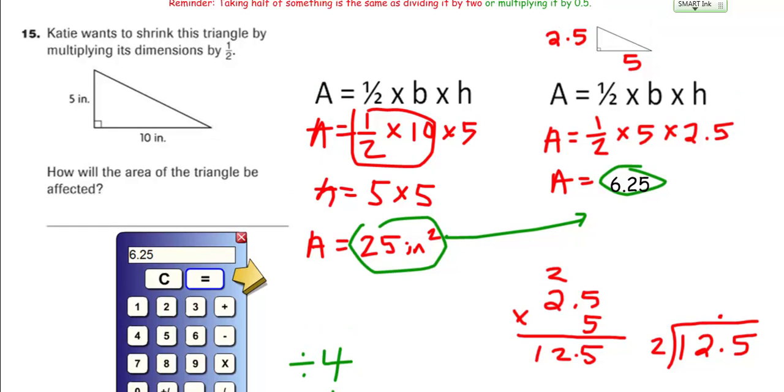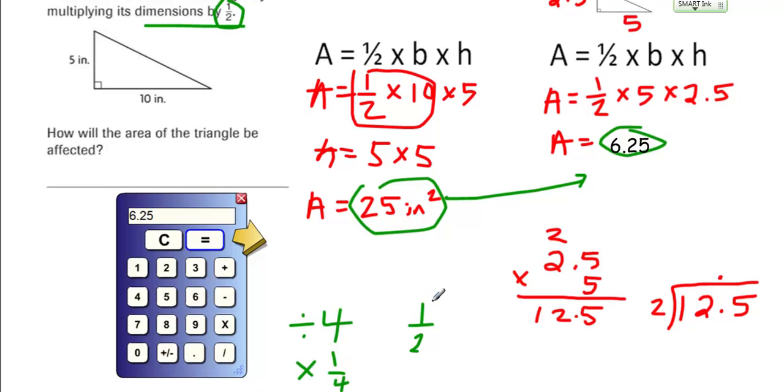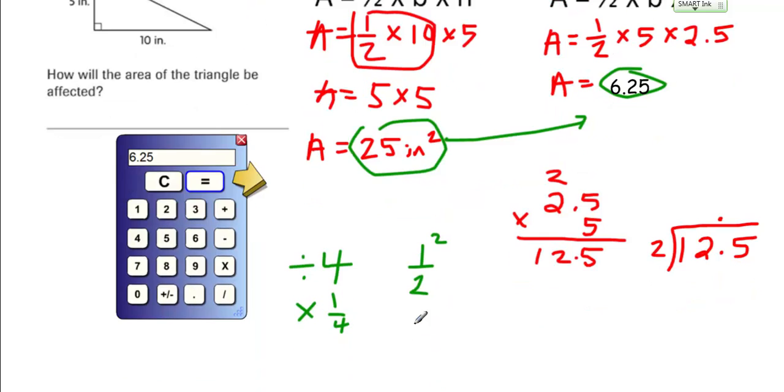Now for those of you who know the shortcut, we change both dimensions by a half. If we square this value, 1/2 squared is the same as 1/2 times 1/2. 1/2 times 1/2. That would give us this 1/4. 1/2 times 1/2 is 1/4.